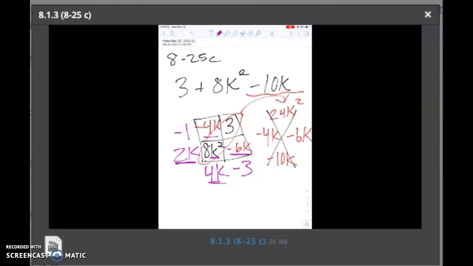And then I'm going to verify that when I multiply negative 3 times negative 1, I do in fact get this positive 3. All right, so we are going to write our answer, which is 2k minus 1 times 4k minus 3.